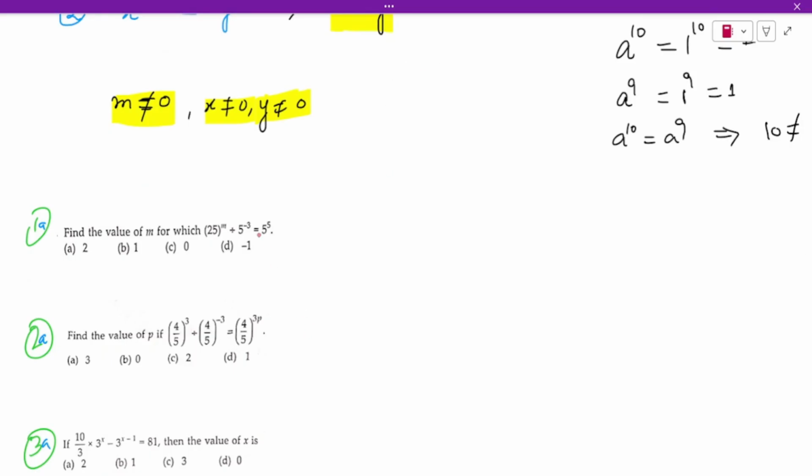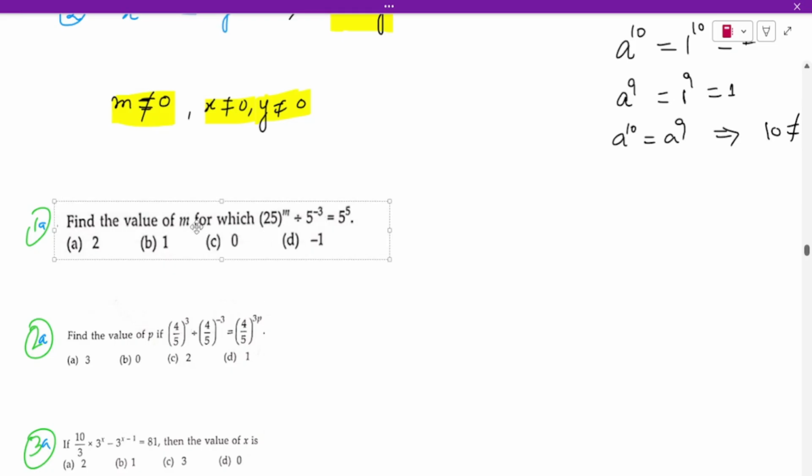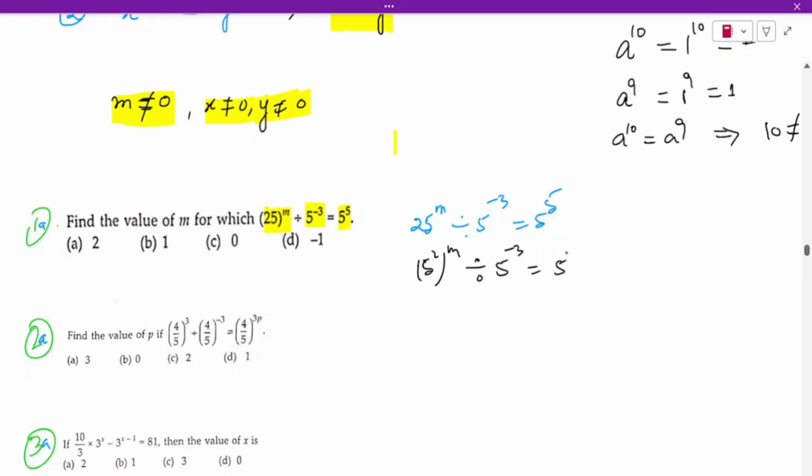So here in the first question we need to find the value of m. We have given 25 raised to the power m divided by 5 to power minus 3 is equal to 5 raised to power 5. This 25 can be written as 5 power 2. So (5 to power 2) whole power m divided by 5 power minus 3 is equal to 5 to power 5. We can write this by using the power law.